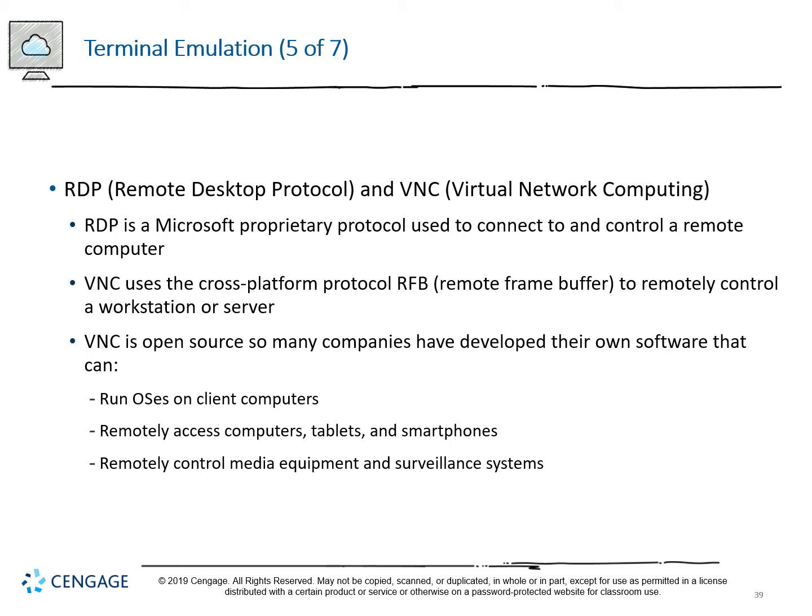RDP, Remote Desktop Protocol, and VNC, Virtual Network Computing, are system protocols that are traditionally used with Windows. So RDP is Microsoft proprietary. VNC uses the cross-platform protocol Remote Frame Buffer, or RFB, to remotely control a workstation or server. VNC is open source, so a lot of companies have developed their own software that can run on OSs on client computers and remotely control not only desktops, but laptops, tablets, and smartphones, as well as media equipment and surveillance systems.